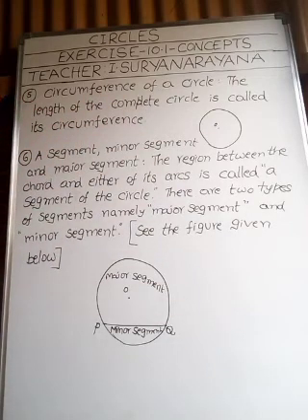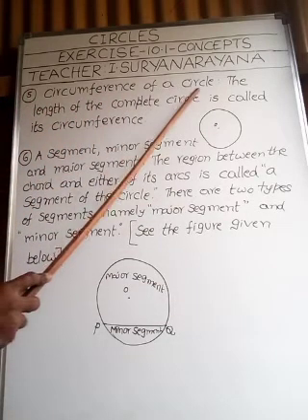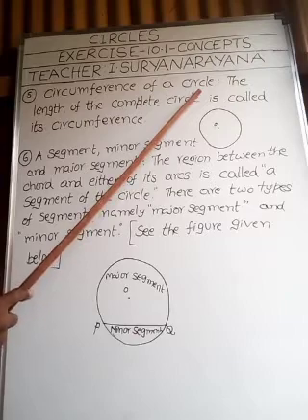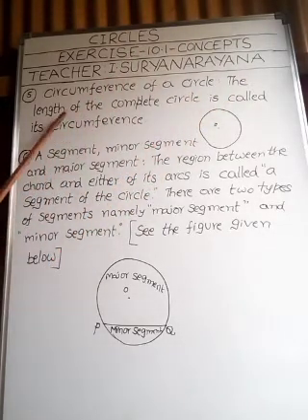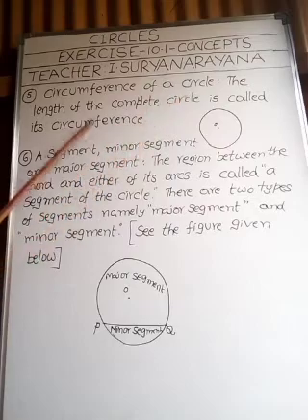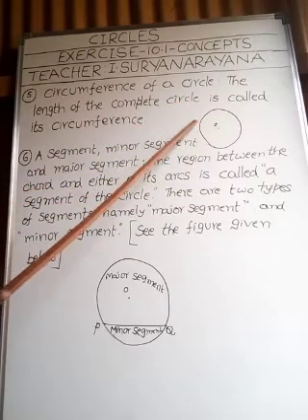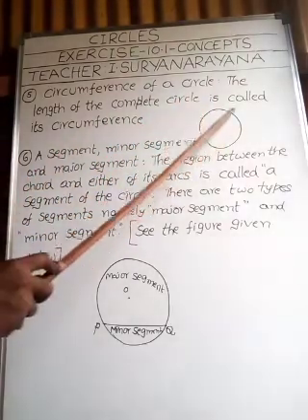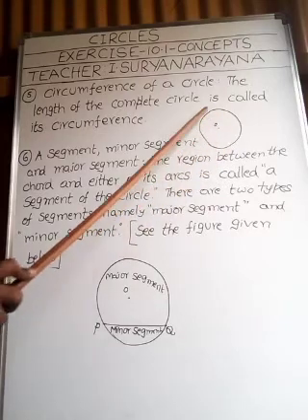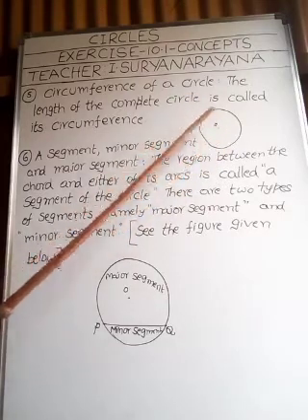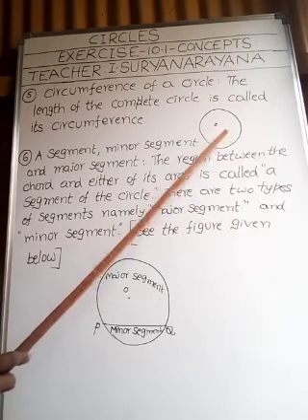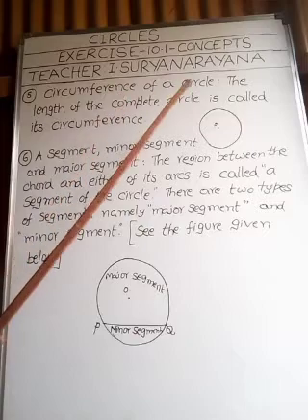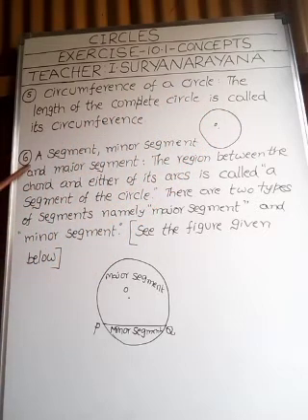Now come to the next point, circumference of a circle. What is meant by the circumference of a circle? Let us define circumference of a circle. The length of the complete circle is called its circumference. See this figure here, this complete length. The length of this complete circle is called the circumference of the circle. Okay, my dear children, understood this point? What is meant by circumference of a circle? Right.